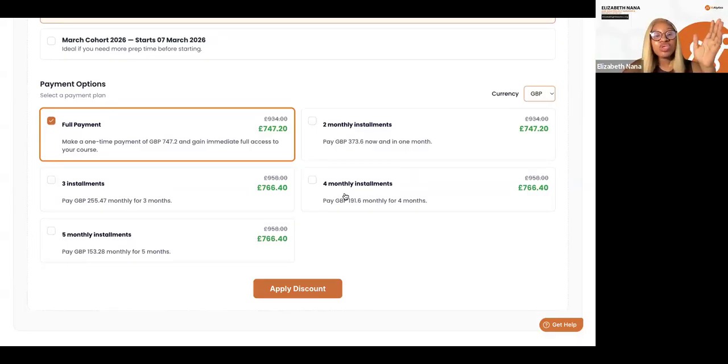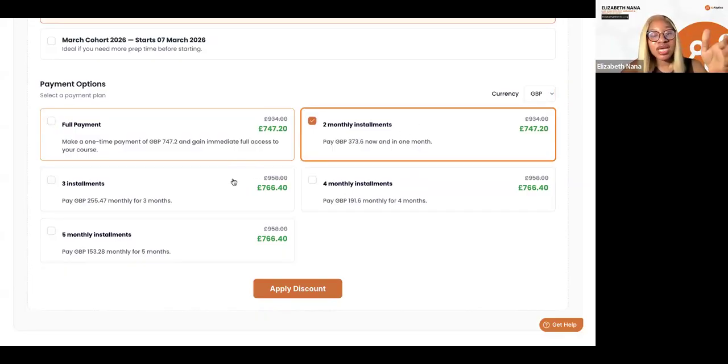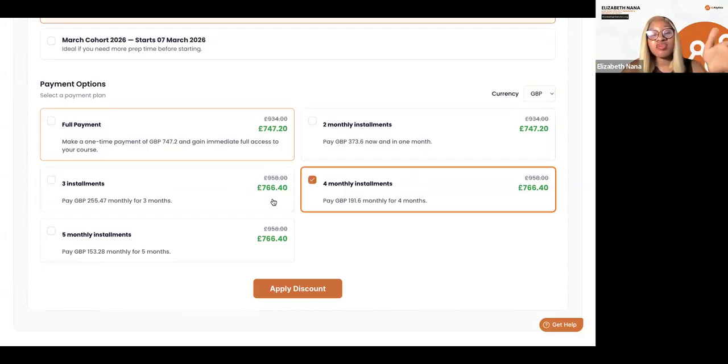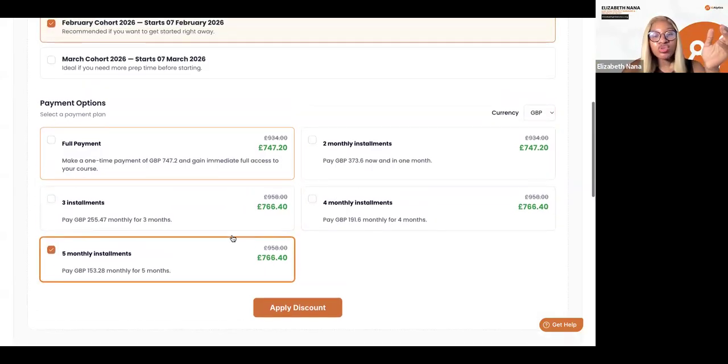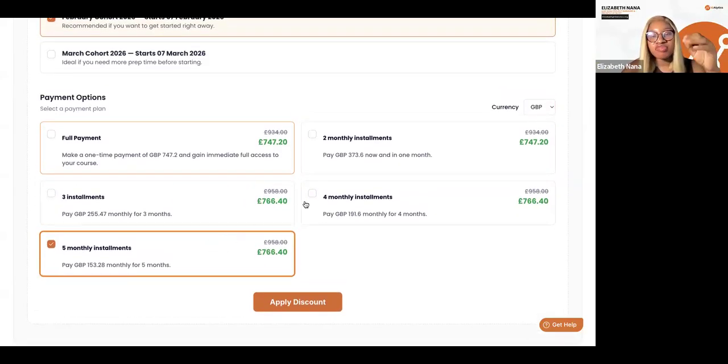So what that means is you can say, I have all the money right now, let me pay everything. Or I would like to pay 2 times, or I'd like to pay 3 times, or I'd like to pay 4 times or 5 times. All you have to do is just select your preferred payments plan.